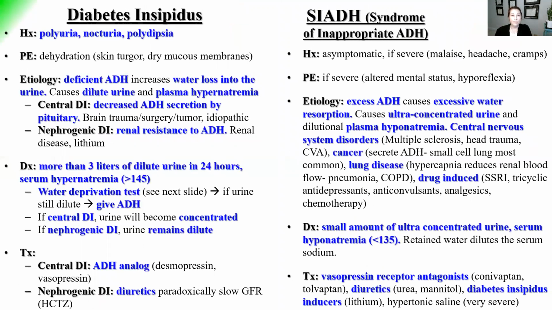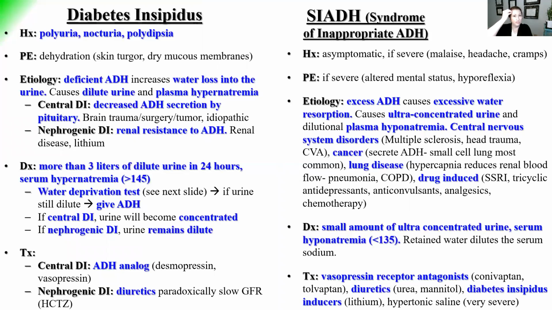So let's start with diabetes insipidus. Remember, that's the one on the left. So polyuria, nocturia, polydipsia, they're making lots and lots of urine. And when we lose a lot of water, we get dehydrated. So physical exam findings are non-specific, just for dehydration: decreased skin turgor, dry mucous membranes. This is a deficiency in ADH that causes water loss into the urine, causes lots of dilute urine, and then plasma hypernatremia.